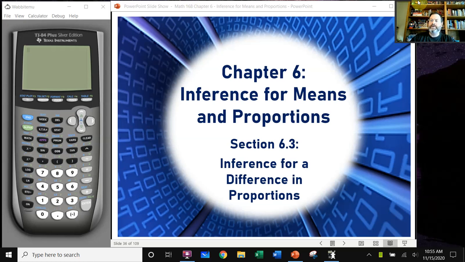Hi there. In this video, we're going to keep going with Chapter 6, and we're going to look at difference in proportions. And don't forget the sections are out of sequence. We're doing both proportion ones together and both mean sections together. So we go 6.1, then 6.3, then 6.2. Make sure you watch the videos in order. All right, let's get started.